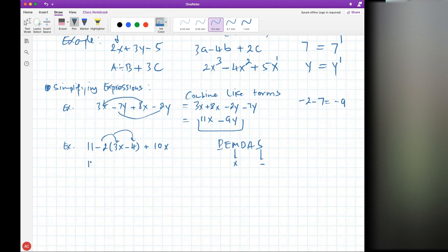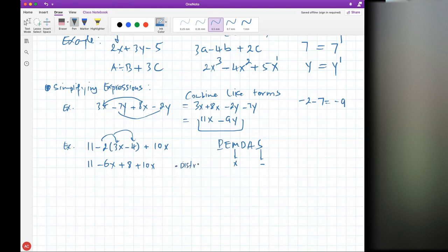So bring down 11, multiply, negative 2 times 3x is? Negative 6x. That's right. And then again, negative 2 times negative 4. We have a positive 8, plus 10x. So distribute first. That's your first step.